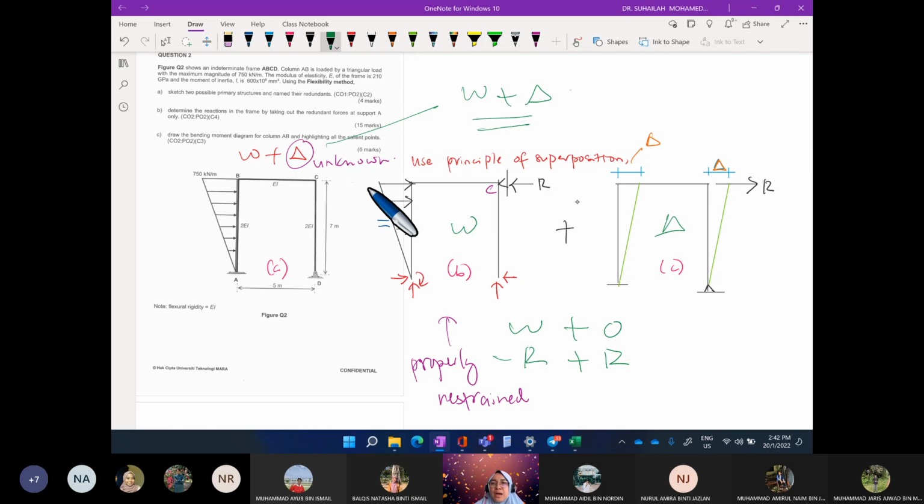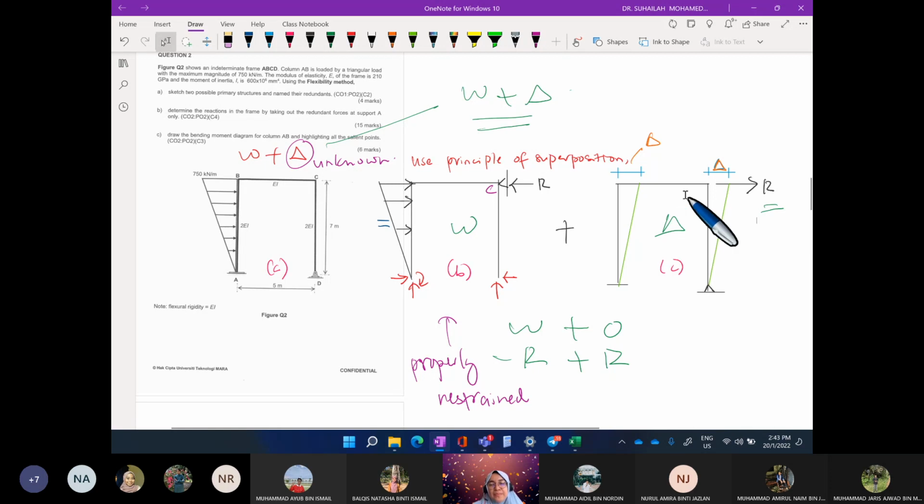So due to this R, the frame tends to side sway, tend to move to the right direction. And there's no W, there's no external load.